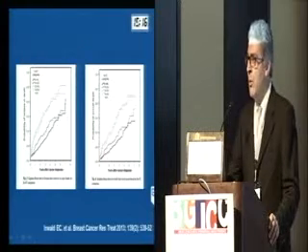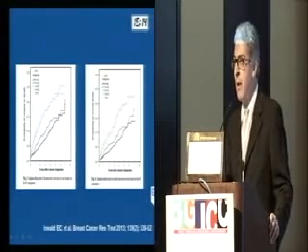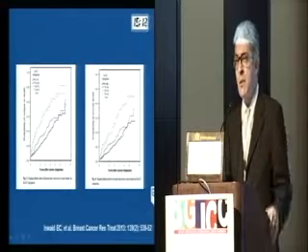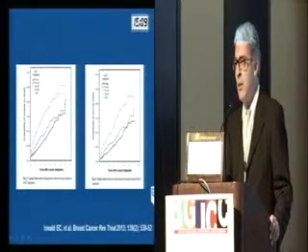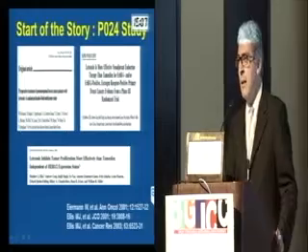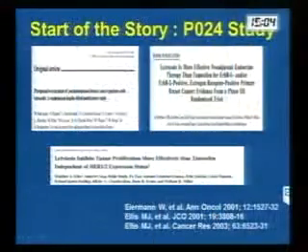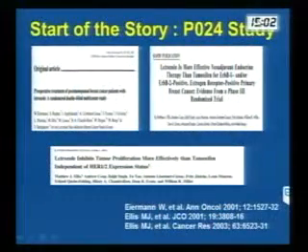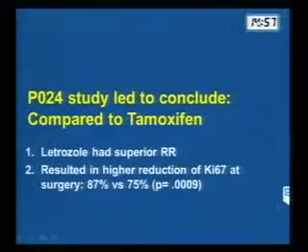So we don't really know where the cutoff is. Consensus means we are going to agree on something, but it does not necessarily mean that it is scientifically validated. Where did this issue of Ki-67 start in the first place? With the P024 study that looked at neoadjuvant therapy and found that the patients who had a higher reduction in Ki-67 did better with letrozole than with tamoxifen as a neoadjuvant therapy.